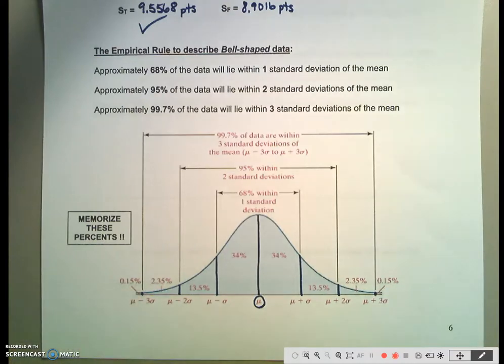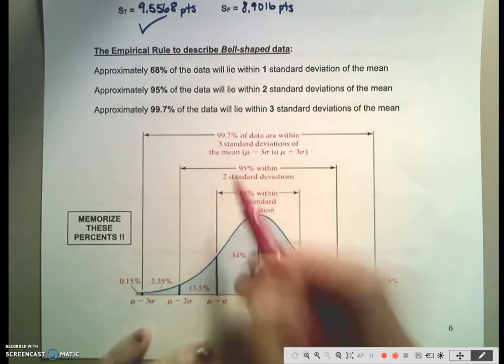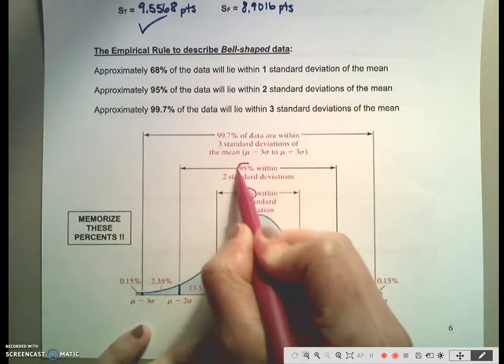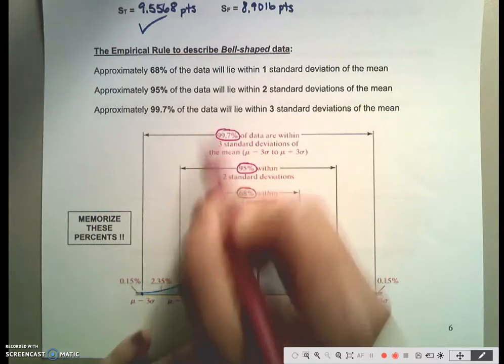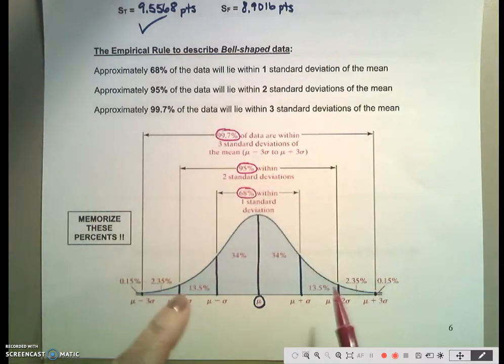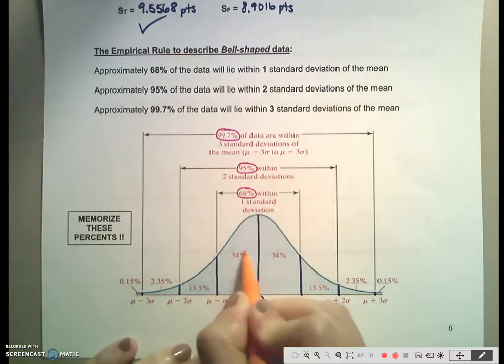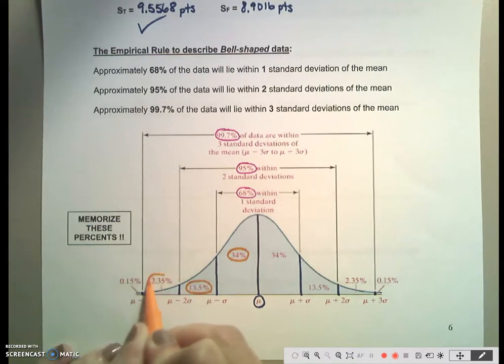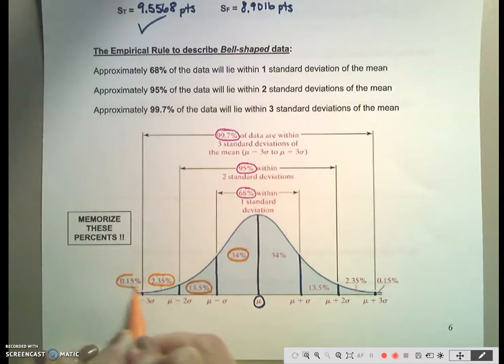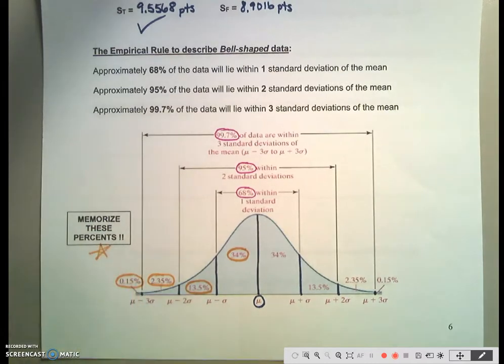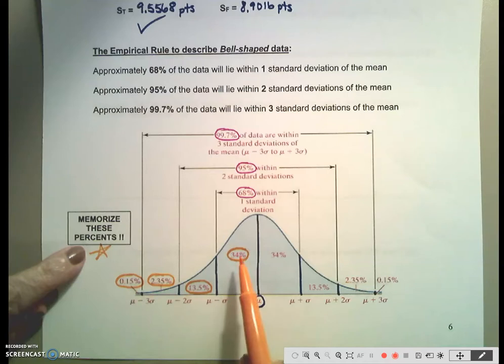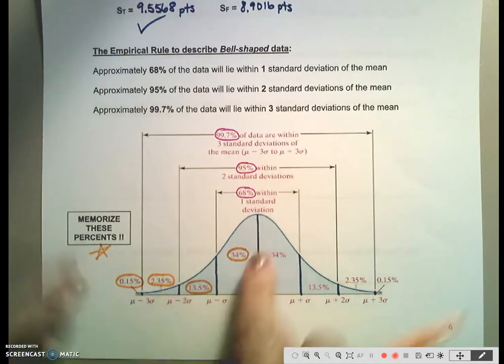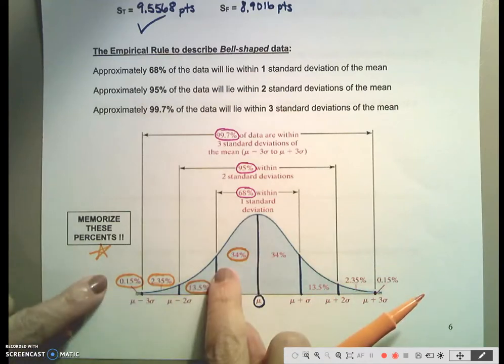You can either memorize 68, 95, and 99.7, but then you'll have to do the math to get all these individual ones. So what I suggest you memorize is these: 34, 13 and a half, 2.35, and 0.15, which I highlighted there in orange. They just duplicate over here on the other side, so you only have to memorize these 4. They should add up to 50% if you did it correctly.